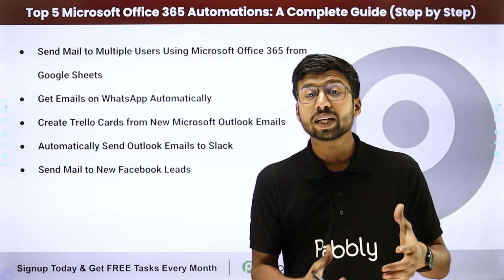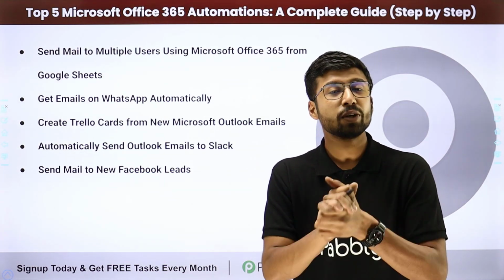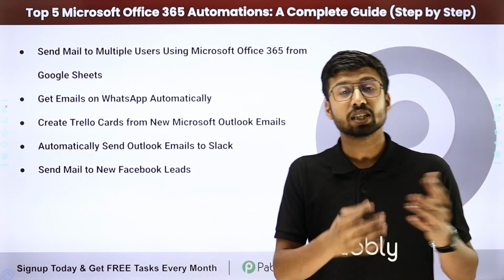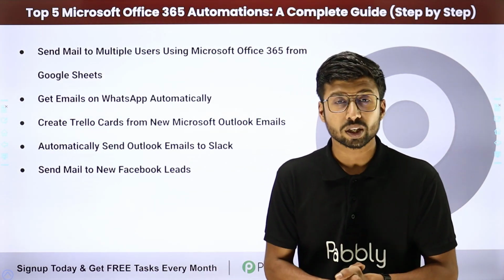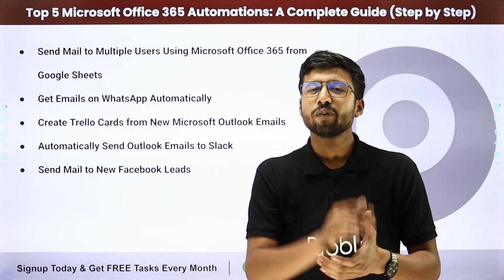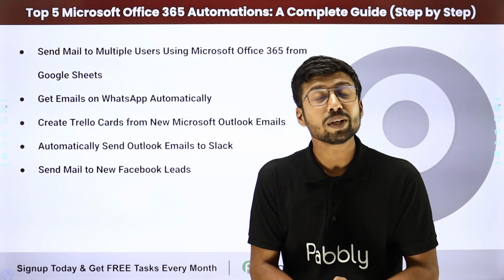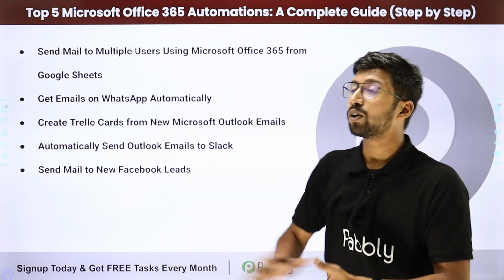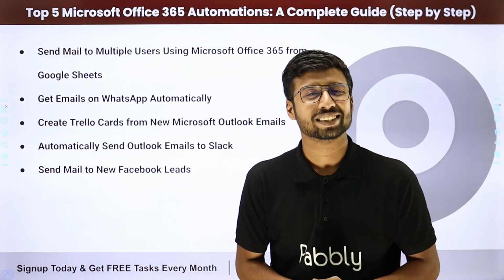Whether it be automatically sending email to multiple users from Google Sheet or sending a new Outlook email to your Facebook lead. You can also automate the tasks related to your emails, the incoming emails. You can get a notification on WhatsApp whenever you receive a new Outlook email and a lot more. The possibilities of automation are endless. So if you want to know how you can set up these automations, you just have to be with us. In this complete guide, we are explaining the step-by-step process of how you can set up each and every automation by yourself. So without any further delay, let's begin.